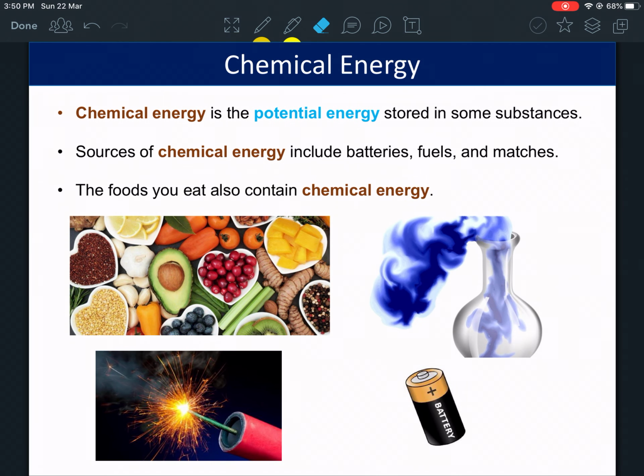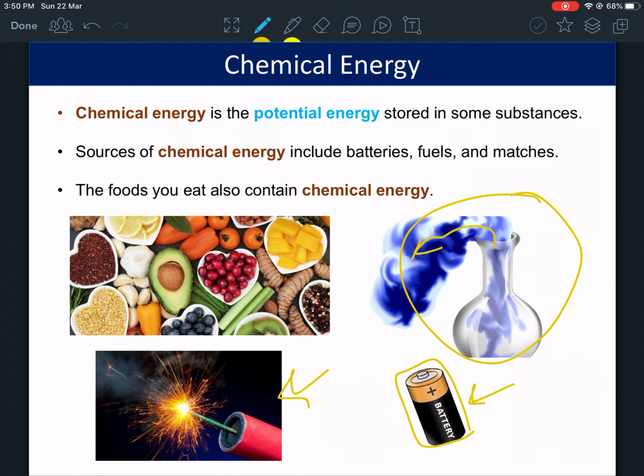Next, we have chemical energy. Now, chemical energy can come in a lot of forms. It can come as chemicals. You see, in a lab, you can mix two chemicals. You can have an explosion. You can have smoke coming out. You can have heat being produced. This is called chemical energy. In the battery, for example, you also have chemical energy inside there. You have chemical energy in matches, okay, fireworks. It's thermal, but also chemical.